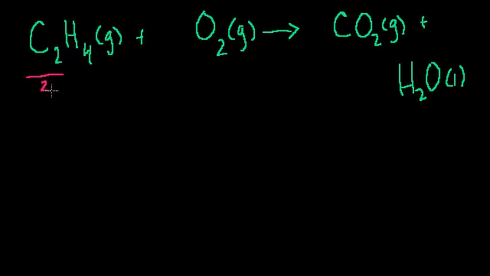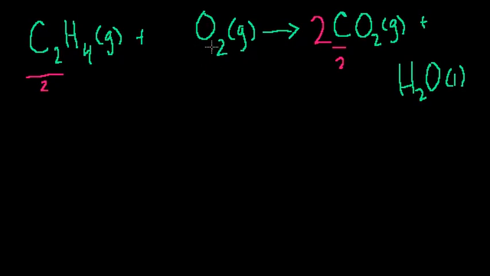So here I have 2 carbons, and on the right-hand side, I only have 1 carbon. Ideally I'd want 2 carbons on both sides of this equation, so let me put a 2 out here. So there you go, my carbons are happy. I now have 2 carbons and 2 carbons. Now let me move to the hydrogens.